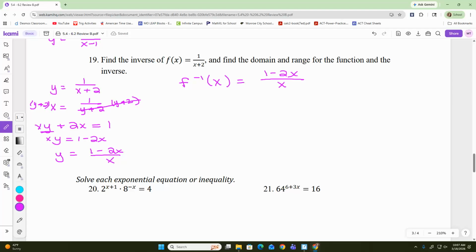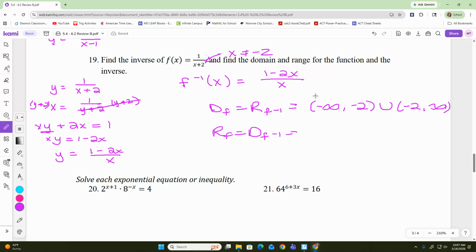All right, domain of the function is the same as the range of the inverse. What's the domain of the original function? Can't be negative 2. So negative infinity to negative 2, union negative 2 to infinity. All right, range of the function is the same as the domain of the inverse. What can x not be? 0. Negative infinity to 0, union 0 to infinity.